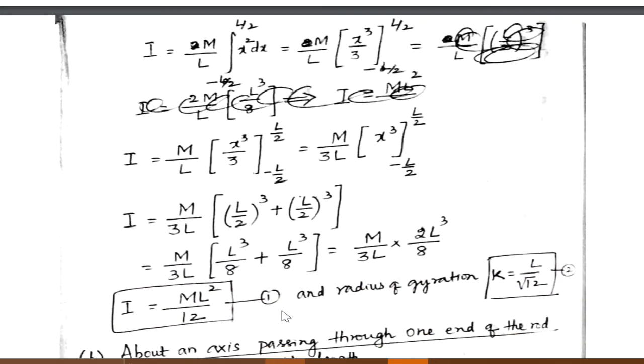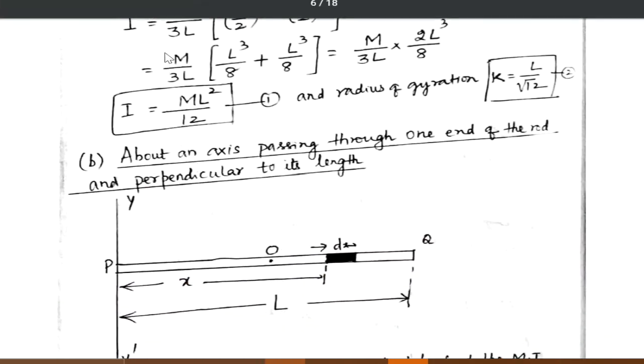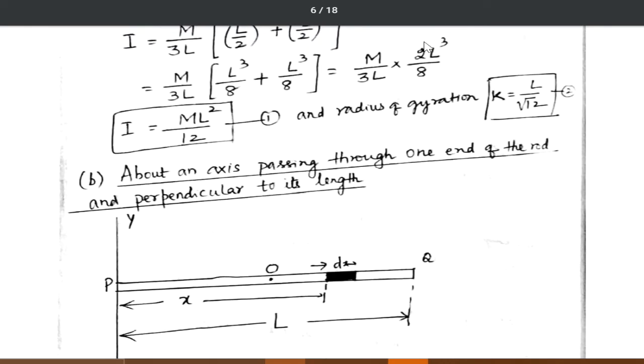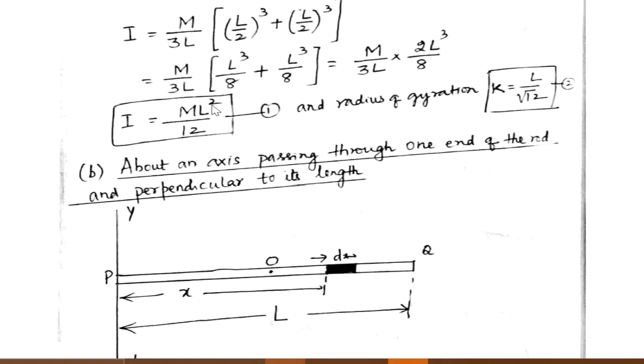Now substitute the upper limit first. In place of x, you write L by 2 whole cube minus of minus, that is plus L by 2 whole cube. That is the lower limit. Simplifying further, we get I is equal to M by 3L into L cube by 8 plus L cube by 8, which is equal to M by 3L into 2L cube by 8. After simplifying, I is equal to ML square by 12, that is equation 1, and radius of gyration k is equal to L by square root of 12, that is equation 2.